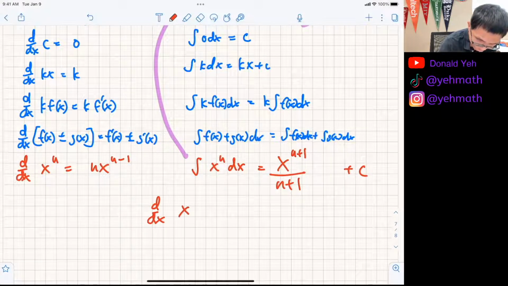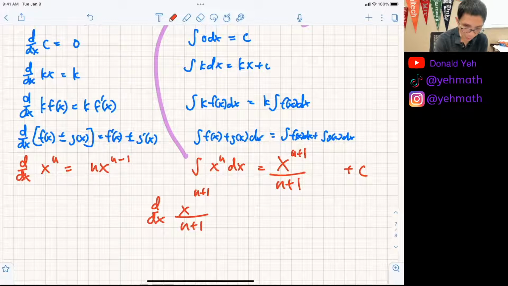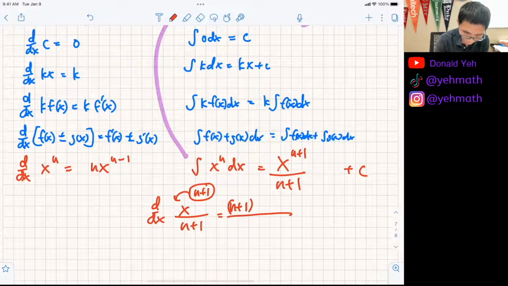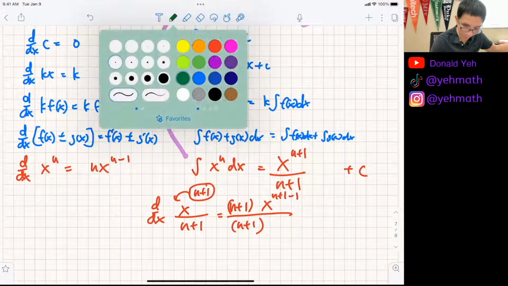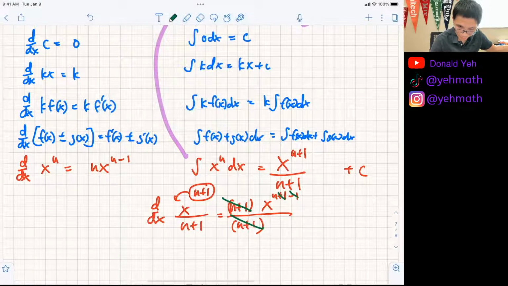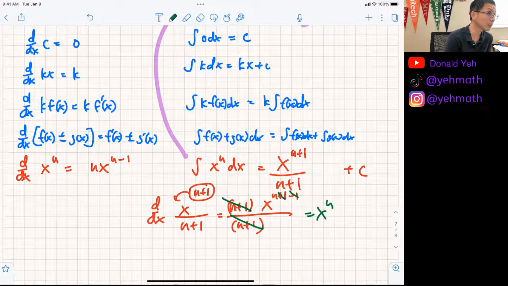Okay, so pay attention. Let's take a derivative of this. What will happen, the exponent is going to be going down here, right? So it'll be x to the n plus 1 over n plus 1. Does that make sense? If I take a derivative, that n plus 1 is going to move into the front, and that n plus 1 would be simplified. And this n plus 1 minus 1 is going to be x to the n. So that is where they come from. It's the reverse of the power rule.